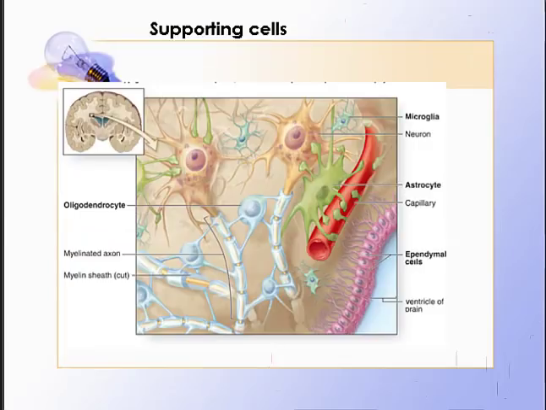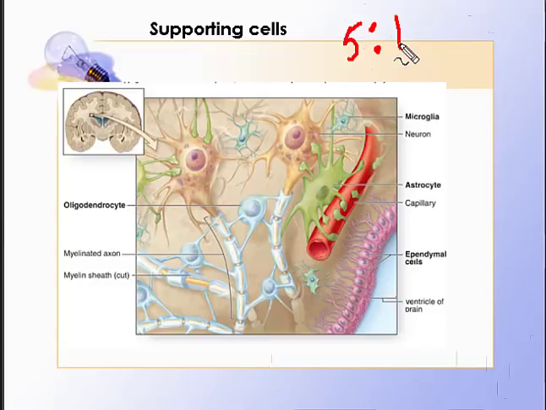Now let's look at the supporting cells, which are very important. They do not take part in nerve transmission, but they support the neurons. These are known as nerve glue, and they outnumber the neurons. In fact, they are 5 to 1. For every one neuron, there are 5 supporting cells.